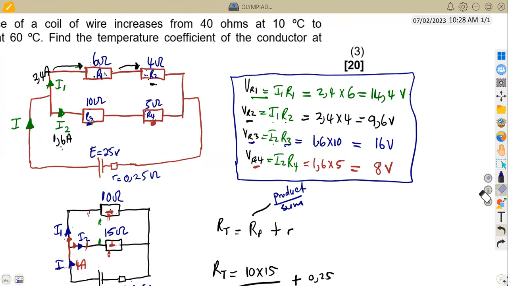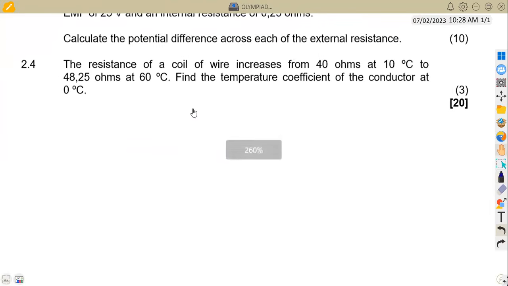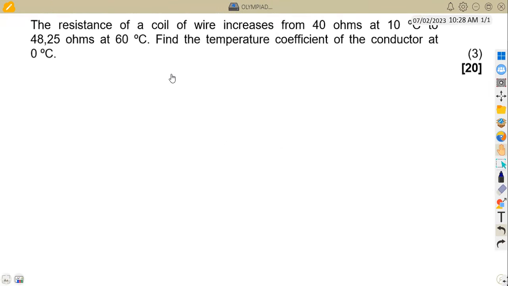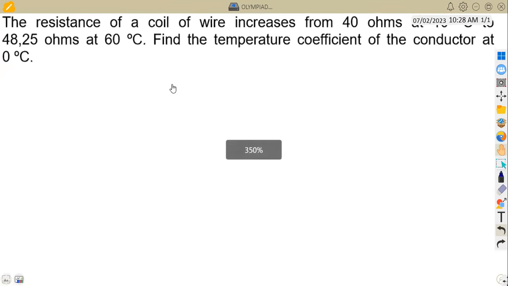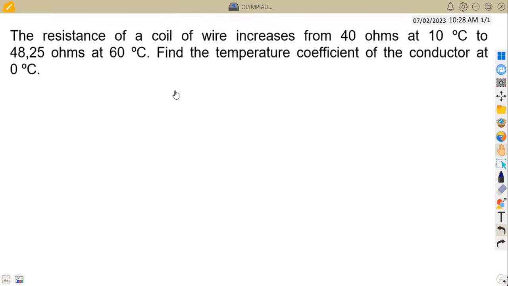All right, let us check the other part of our question. That is having 3 marks, which is 2.4. So on 2.4, we are given the resistance of a coil of wire increases. All right, so this is what we have. Let me try to increase it so that you can see this. This is having 3 marks. This is our question that we are given, which is 2.4.